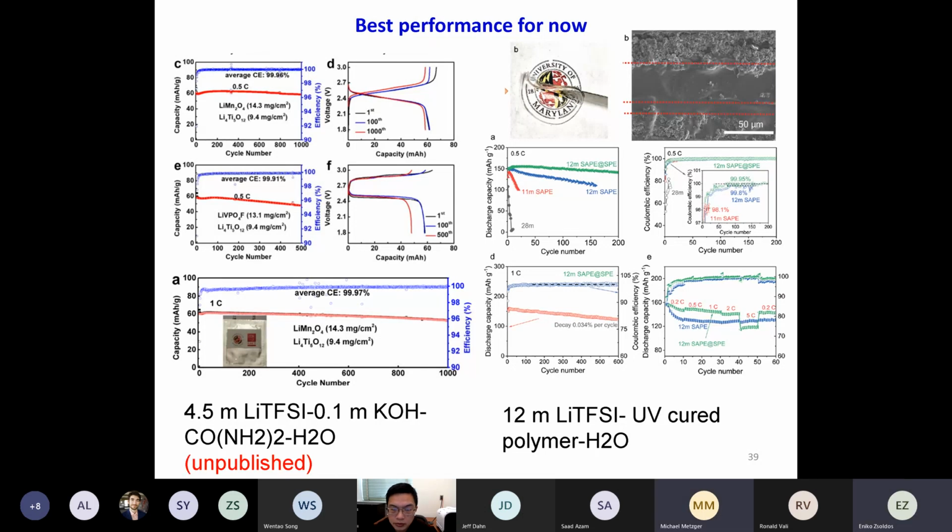Yeah, this is really cool. The UV cured material. What electrode materials are you using for the right side here of the plot?